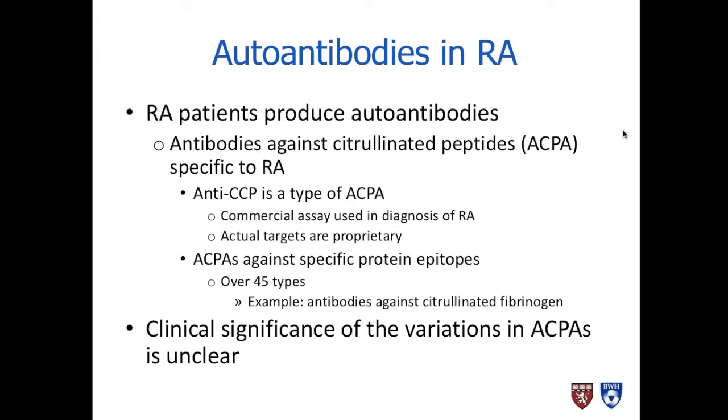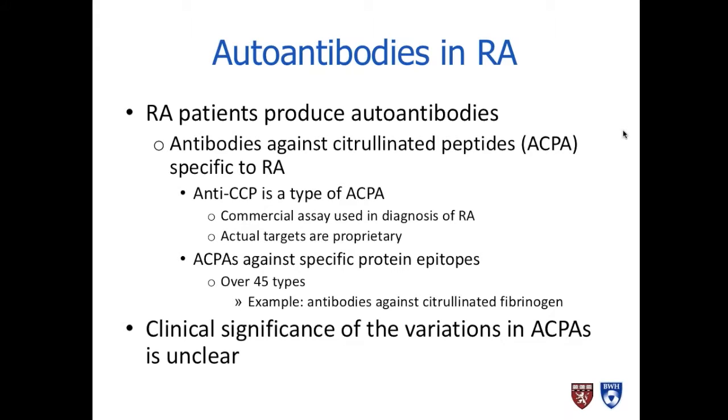But nobody else develops autoantibodies against those peptides. It just seems like it's patients with rheumatoid arthritis, for some reason. And in fact, anti-CCP, or antibodies against cyclic citrullinated peptides, is a diagnostic marker for RA. Doesn't mean you definitely have it, but it's what we use as part of the diagnosis.